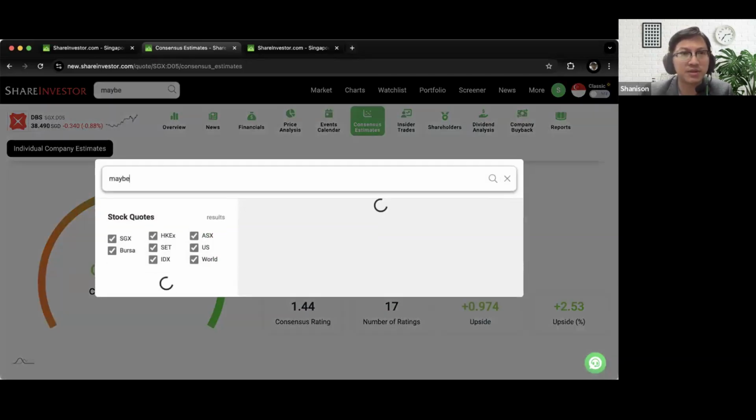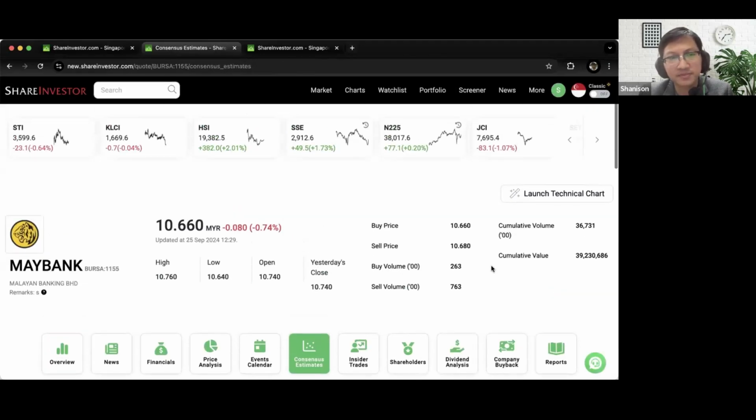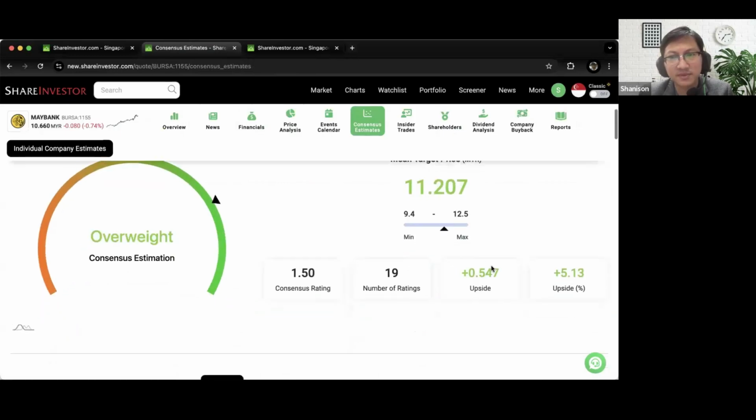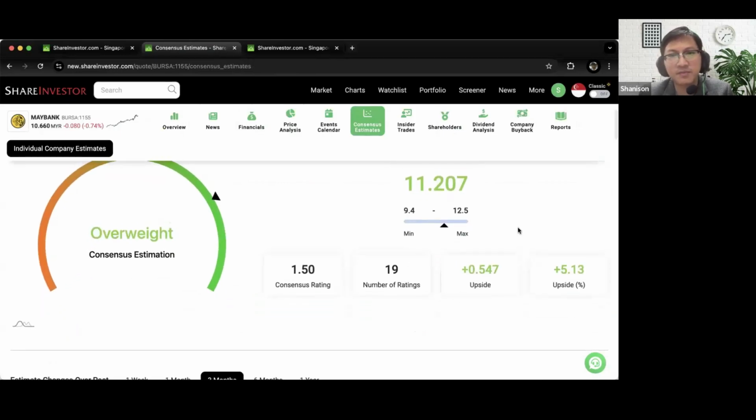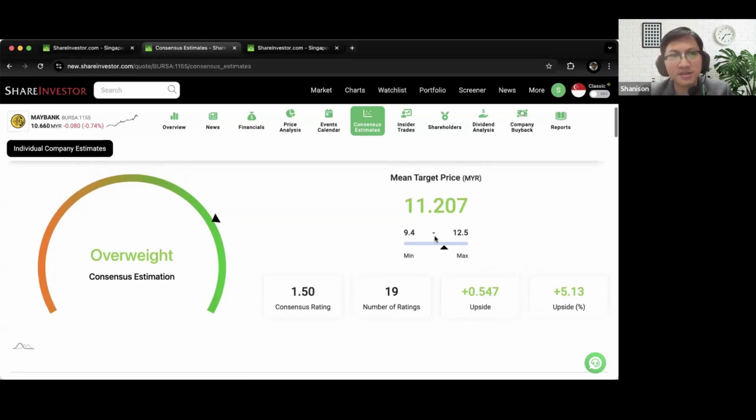That's just one example. Let's say Maybank, to show a Malaysia example. Consensus estimate. Okay, so for Maybank, this is a 5.13% upside. Again, it's the same thing. From 10.66 to 11.205, you have 0.547 upside per share. But in percentage return terms, it's 5.13%. That's how you see these numbers.